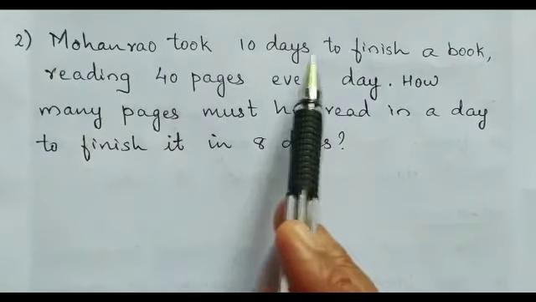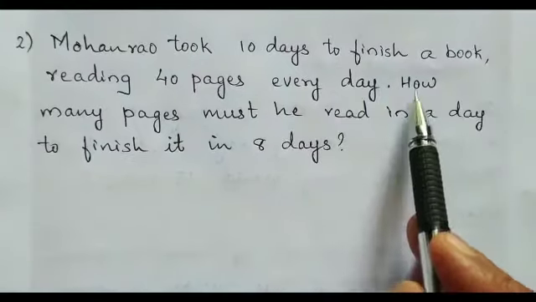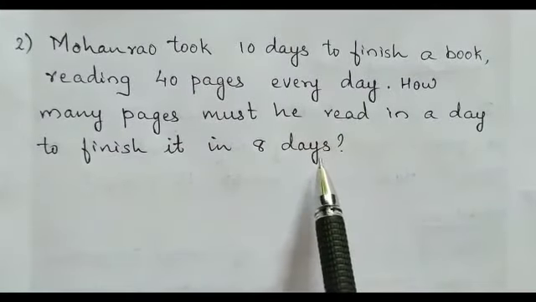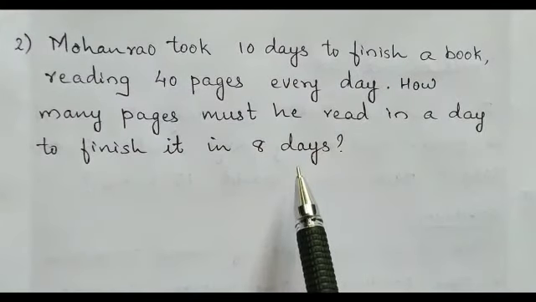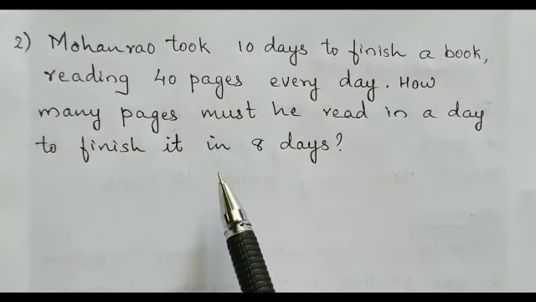Mohan Rao took 10 days to finish a book, reading 40 pages every day. How many pages must he read in a day to finish it in 8 days? So if he reads more pages in a day, he will require less number of days. That is, this is an example of inverse proportion.